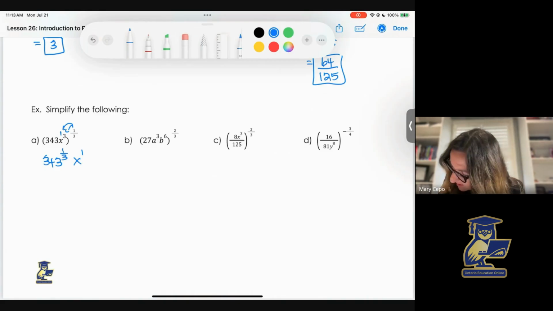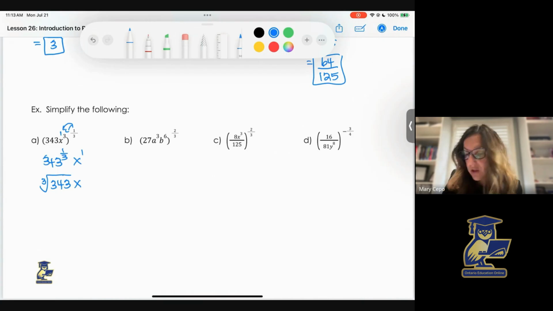Then we can take the cube root, the third root of 343x. Well, we know the cube root, what is multiplied by itself 3 times to give you 343? That would be 7. So this becomes 7x.